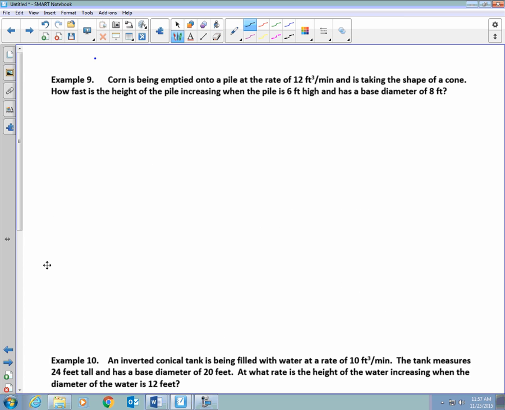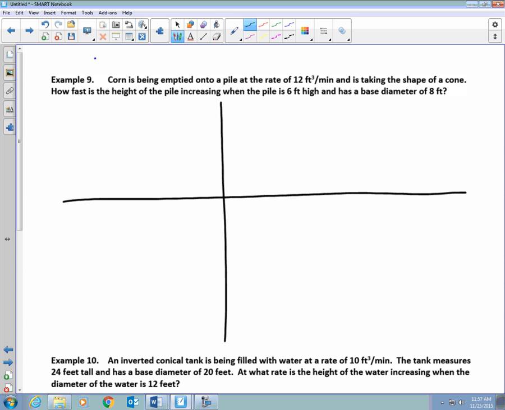Anybody see any farmers piling up corn or soybeans or anything, making a kind of a cone shape? You have? So this is a great type of problem that they would look at. Corn is being piled into a cone shape. As it's piling up, the radius is changing, the diameter is changing, the height is changing, the volume is changing. All those pieces are changing, correct? So I need a formula for volume of the cone. What's the formula for volume of a cone? 1/3 pi r squared h.